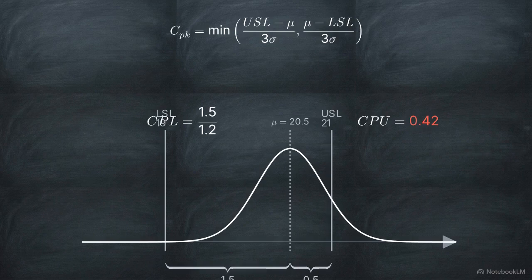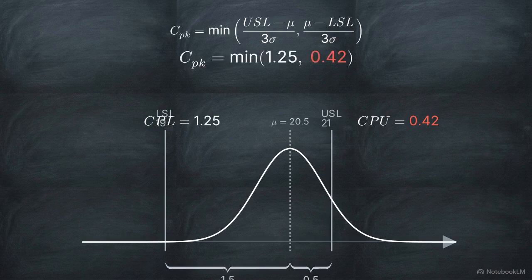We divide the 0.5 millimeter gap by 3 sigma, which is 1.2. This yields a score of 0.42. Next, we calculate the distance to the lower limit. The larger 1.5 millimeter gap divided by 1.2 yields a much safer score of 1.25. The Cpk formula applies a minimum function. It locks on to the 0.42 score and ignores the 1.25 entirely.